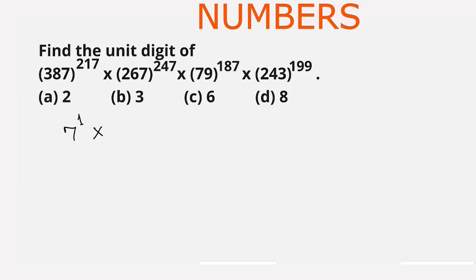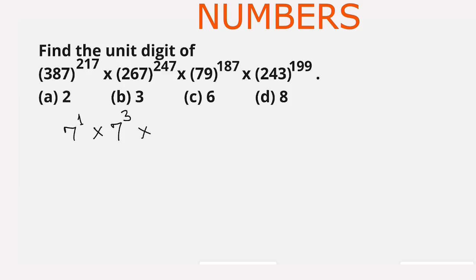Again, the unit digit of 267 is 7. And now we will take the remainder when we divide the power 247 by 4. So we divide the last two digits of 247, which is 47, and 4 times 1 is 4. 4 minus 4 is 0. We carry 7, and 4 times 1 is 4. 7 minus 4 is 3. So it will be 7 to the power 3 multiplied by 79 to the power 187.